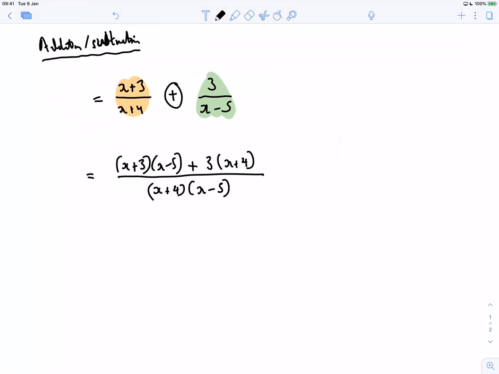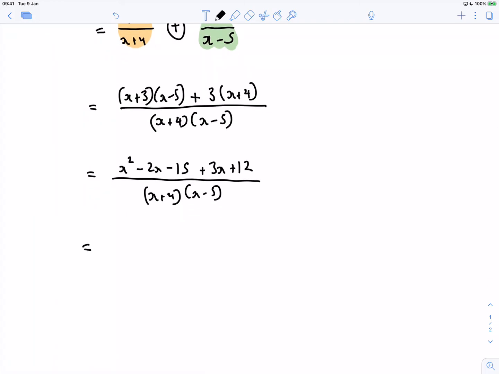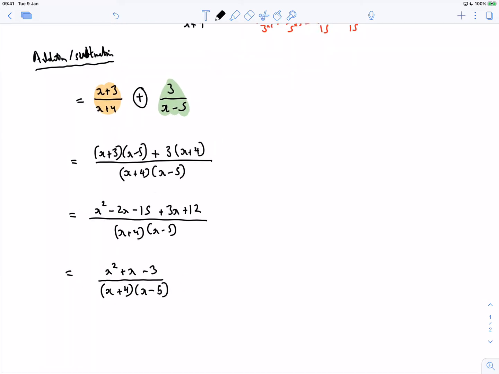Anyway, if we deal with this, we're going to get all over x plus 4 times by x minus 5. The left-hand side, if you expand that really quickly, is x squared minus 2x minus 15. And on the right-hand side, if you expand it, that's 3x plus 12. Now, minus 2x plus 3x, that's going to be x squared plus x, and minus 15 plus 2 is going to be minus 3. As far as I'm aware, this doesn't factorise on the top, so we're going to have to leave it as that. You can't simplify any further. Okay. Right, adding and subtracting fractions, really easy.